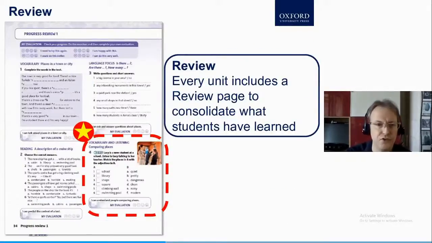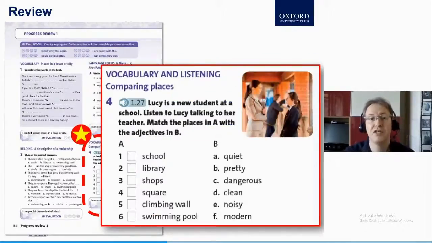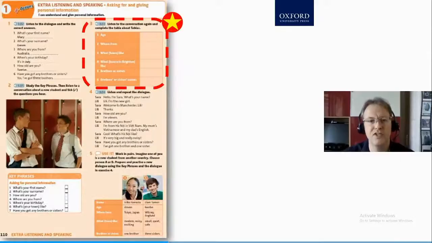Okay, and I think I've just got 2 more parts to mention. Here is the progress review. So after every 2 units, there's a progress review page, which provides activities you can do to practice and review everything in the previous 2 lessons. And what you'll notice here on the bottom right-hand side of that review page is there's a vocabulary and listening activity, which is recorded for you. So more listening input. In this case, it's a matching activity. So I hope that you can see we're getting lots of different opportunities to listen.